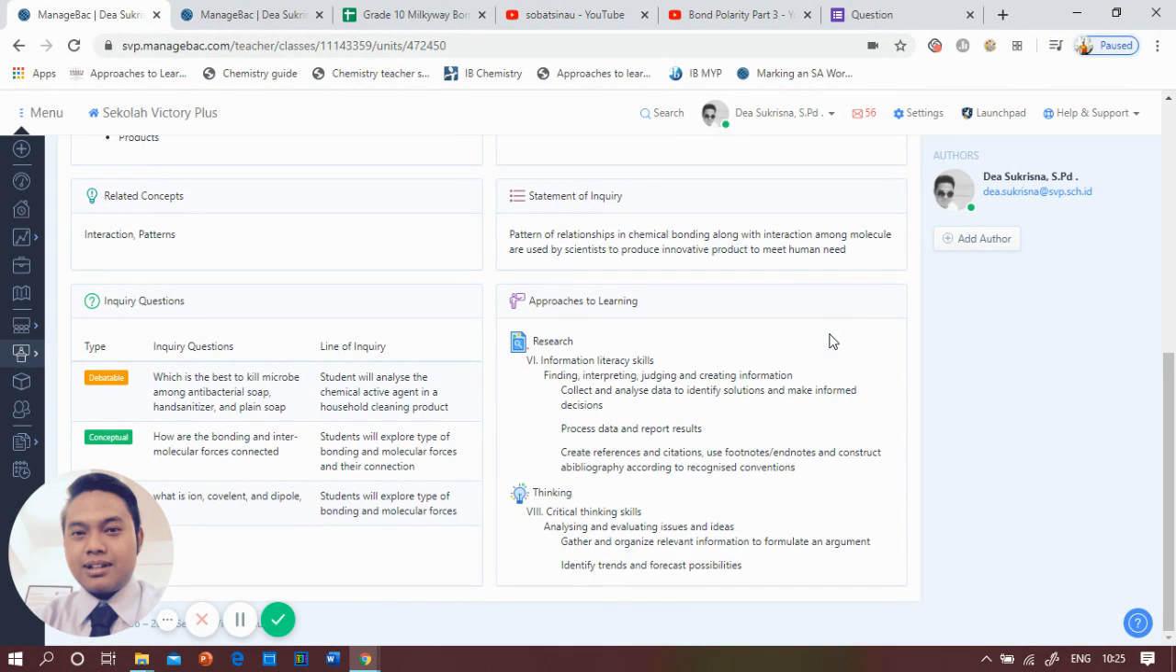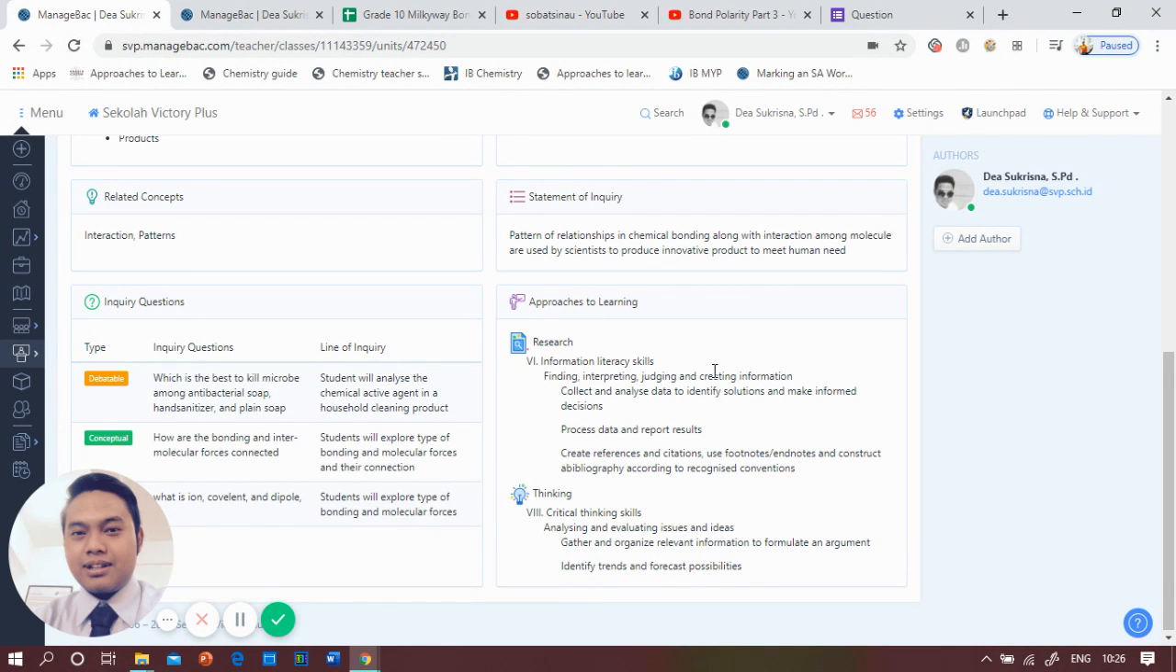Later on, we're going to focus more on the product of hand sanitizer and probably plain soap. I'm going to explain more later when we approach the summative assessment, where we're going to have that data. The ATL that we are going to focus on here is research skill and also thinking. Collect and analyze the data, because we're going to have criterion C, which I'll explain more later. Also, identify trends.